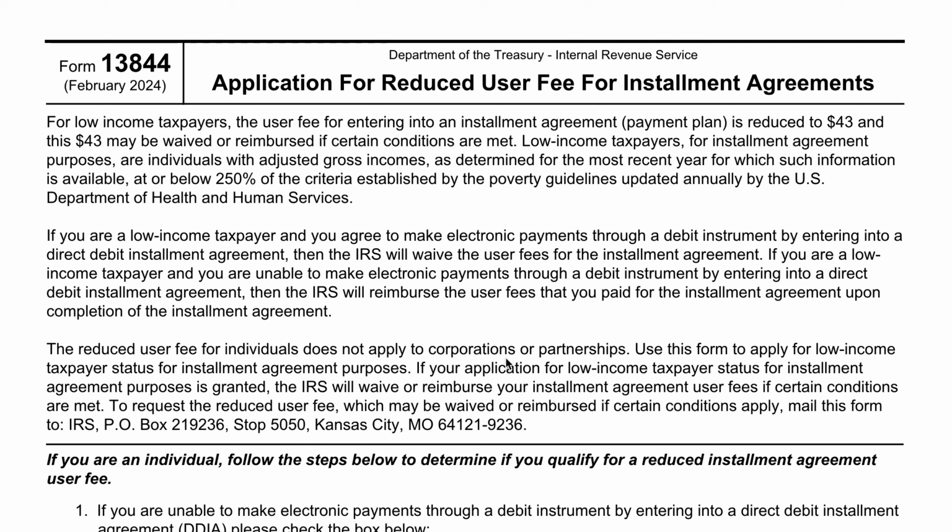So if you apply and your application is accepted, then you still need to meet certain conditions in order to have the IRS either waive or reimburse your installment agreement. Again, most of this depends on your ability to pay on time, the IRS's ability to rest assured that your monthly payments are continuing unabated and that you're staying on top of the rest of your tax responsibilities. And then there is an address in this form where you would mail it to the IRS for processing.